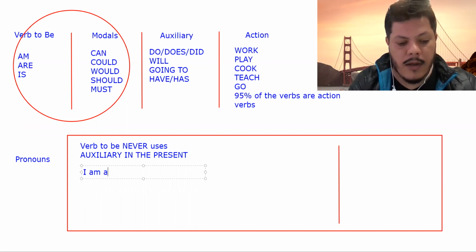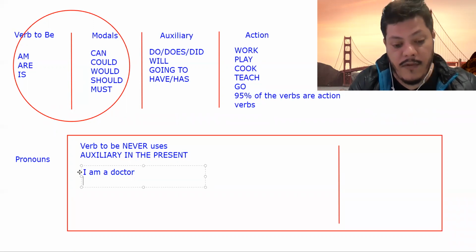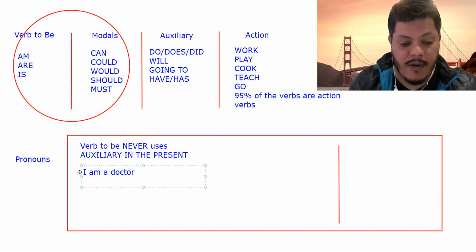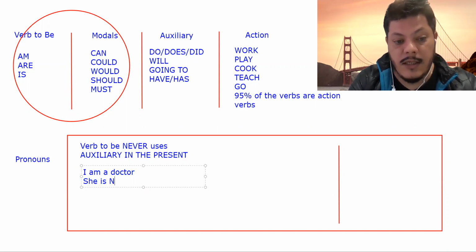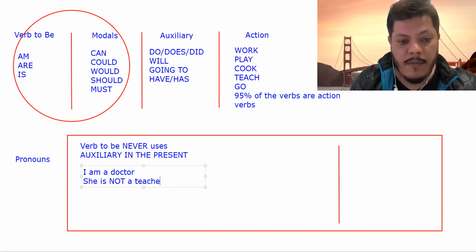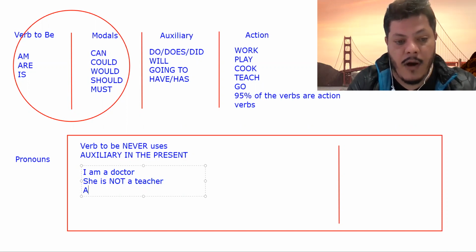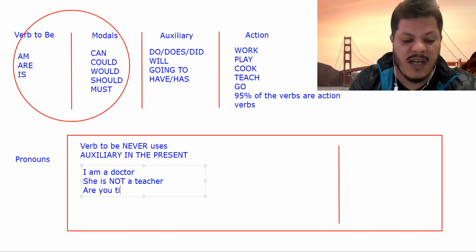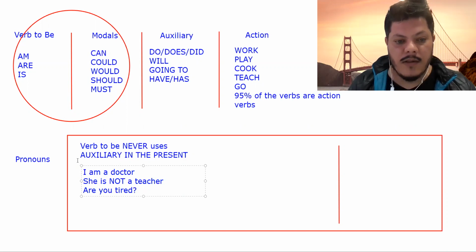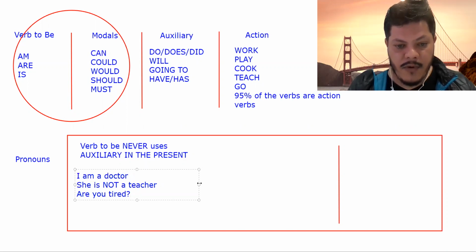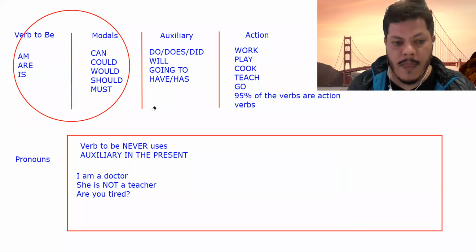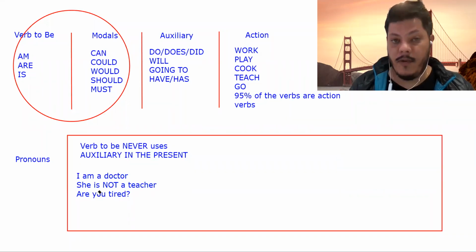I am a doctor. And if it's a negative, she is not a teacher. And if it's an interrogative, are you tired, for example? So that's how the verb to be works. Let me erase this thing here. That's how the verb to be works, okay?